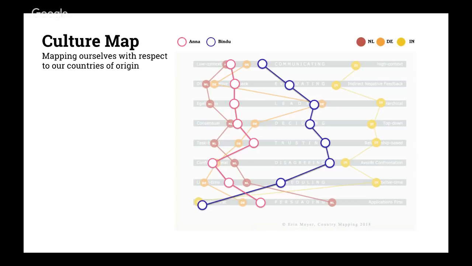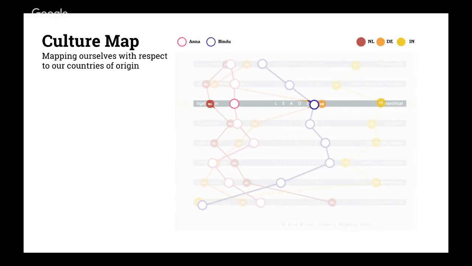And as you can see, we're both not directly the picture of our country, but somewhere between the countries of our origin and the Netherlands, and that already shows we're influenced by that. And one thing was very interesting. We are both much more egalitarian than the country we originate from. That could be, of course, because we are both designers working in an agency and in an agile environment. And it could also be because we're both living in the Netherlands, which is a very egalitarian country.